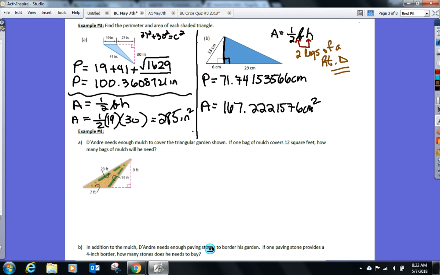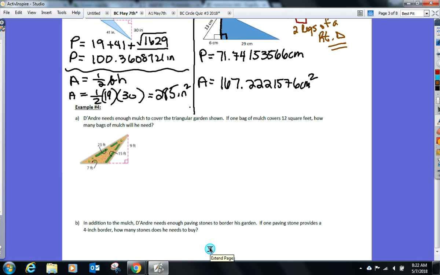All right, let's put a little real world use to this, huh? Little DeAndre is going to be mulching his garden there, the triangular garden. He knows one bag is going to cover 12 square feet. How many bags is he going to need? Well, how am I going to know if this is a perimeter or an area question? How much does one bag cover? 12 square feet, meaning what type of problem am I working with then? Area. All right, so I need your help first finding the area of this triangular garden.